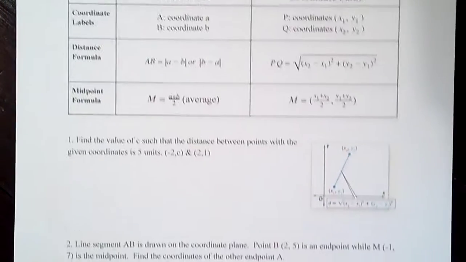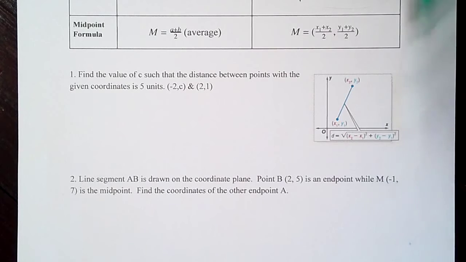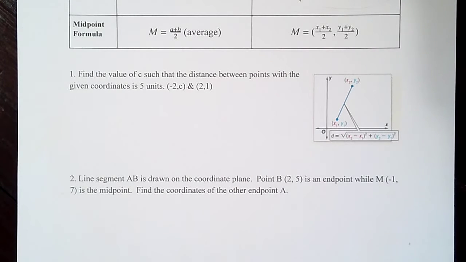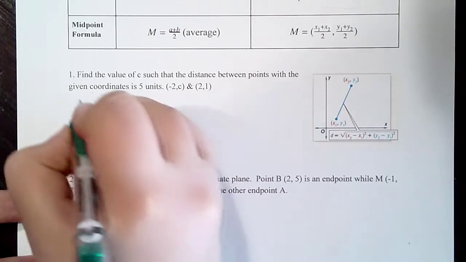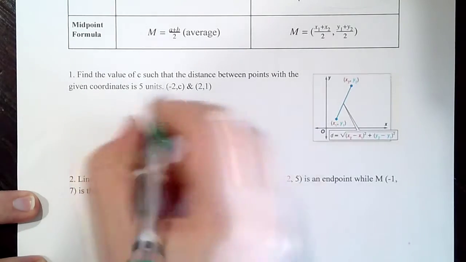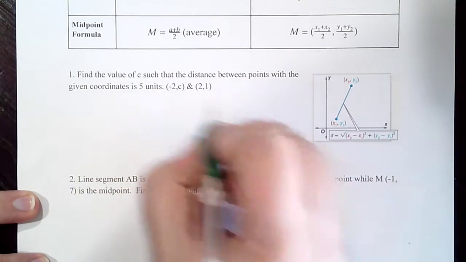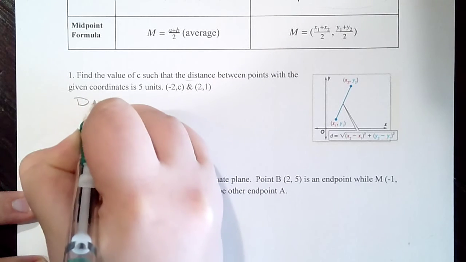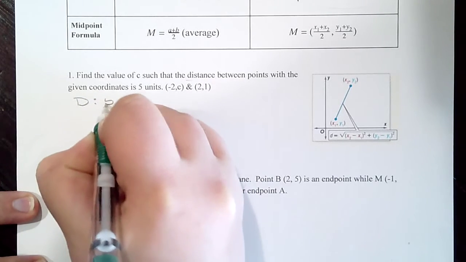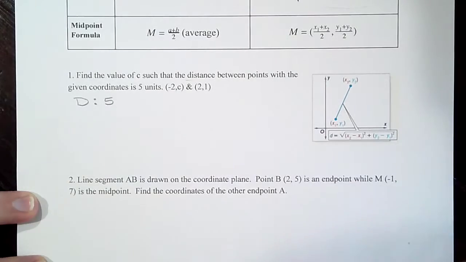No big deal. However, there are going to be problems like those seen on this page that are a little bit trickier. So for example, this first one says find the value of C such that the distance between points with the given coordinates is 5 units. So again, as I always do with the word problems, I'm going to point out and write down my important information. So it says distance between the points. Right away, I have distance. D is 5 units. I'm just going to write 5 there.